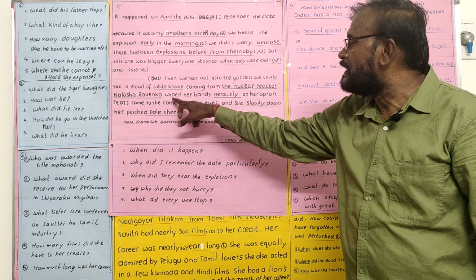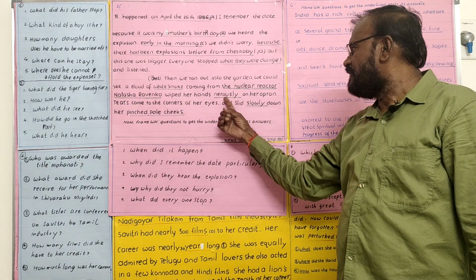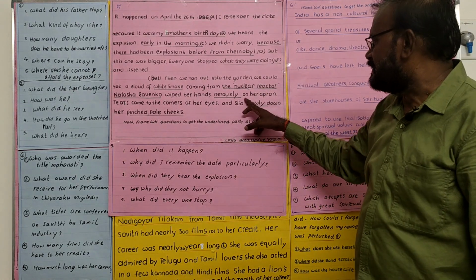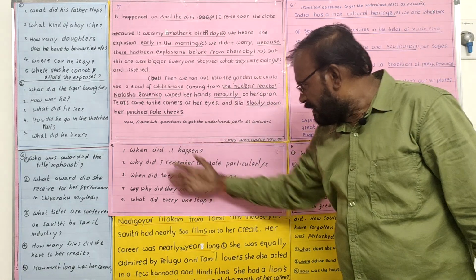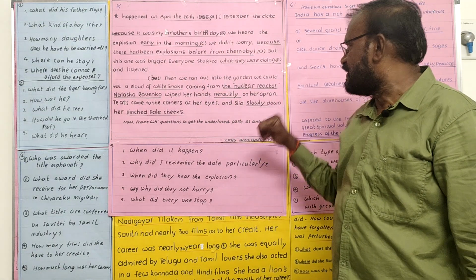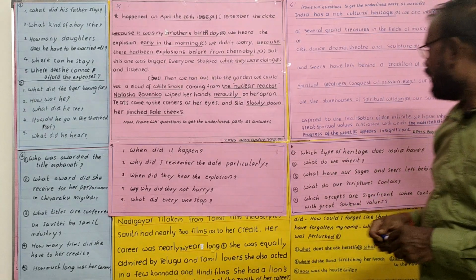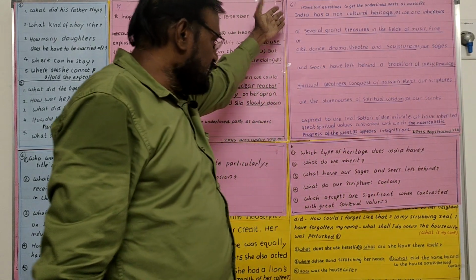How did he feel? He wiped her hands nervously. How did he wipe her hands? Nervously. And how did he sleep? Slowly. These are the WH word questions we have formed in order to get these underlined parts as answers. And this is the next passage, from the 6th lesson, Law.